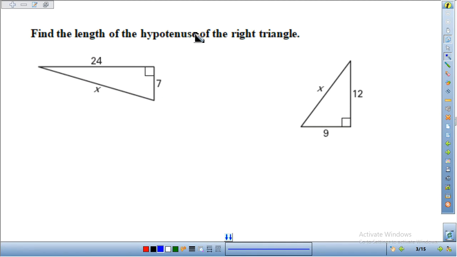Here we're going to use the Pythagorean theorem to find the length of the hypotenuse, which in both cases you can see is labeled as x. We're going to start with our Pythagorean theorem, a squared plus b squared equals c squared. When we label, we know that x is definitely our c, since that is the side opposite our right angle, which makes it our hypotenuse. As for which one is a and which is b, it really doesn't matter. We just need to label one a and one b and substitute them into our theorem here.